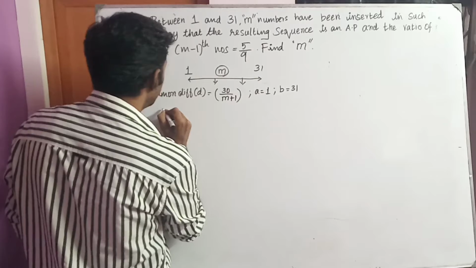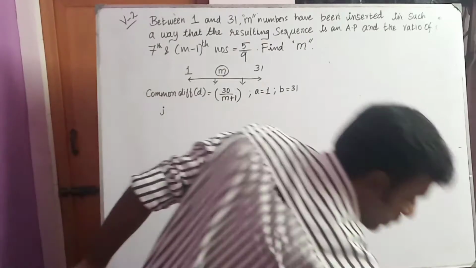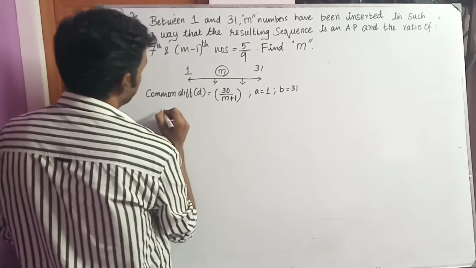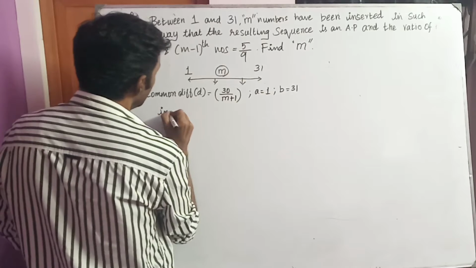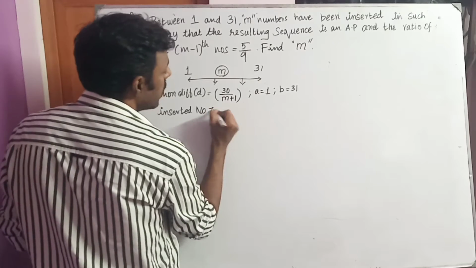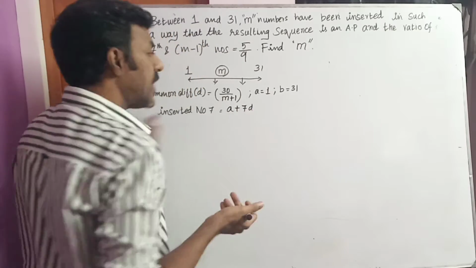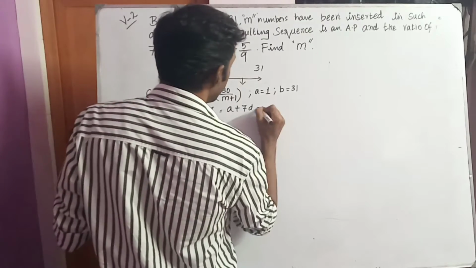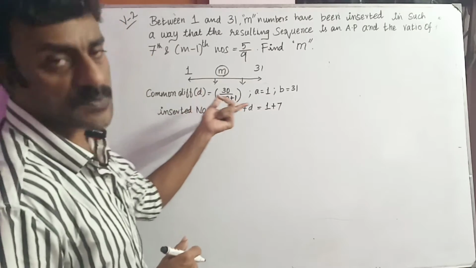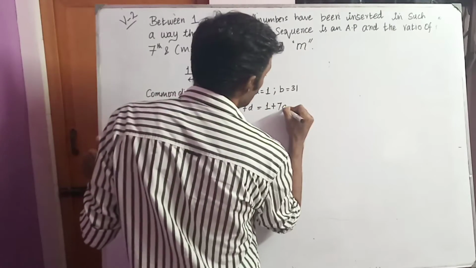So the 7th inserted number will take the form a plus 7 into d, but we know that the value of a is 1, so I'm going to substitute here. It will be 1 plus 7 into d. For the time being I'm not going to substitute the value of d, so let d be as it is. So I'm putting 1 plus 7 into d.